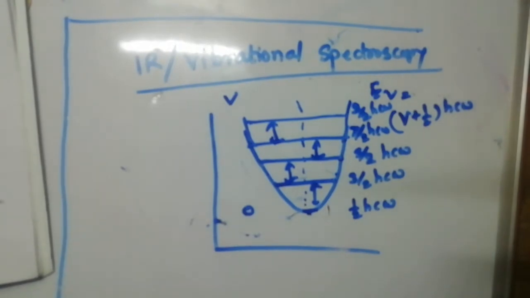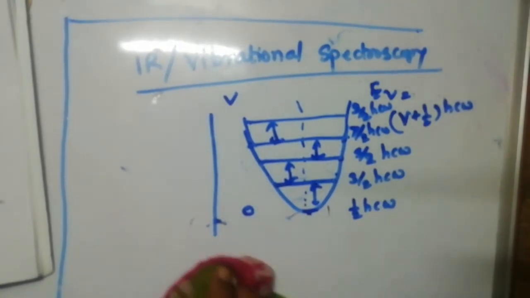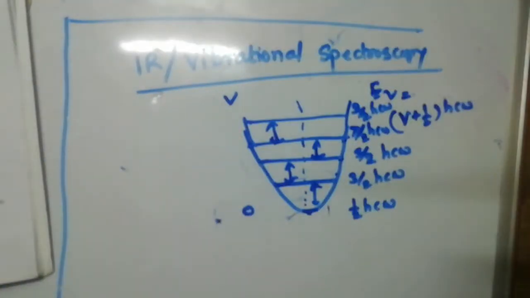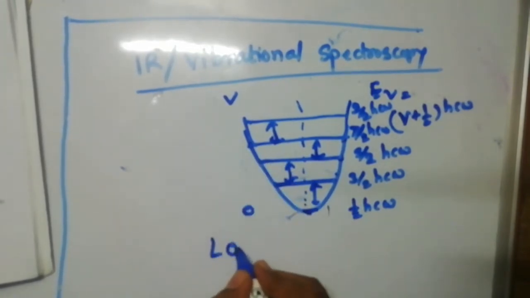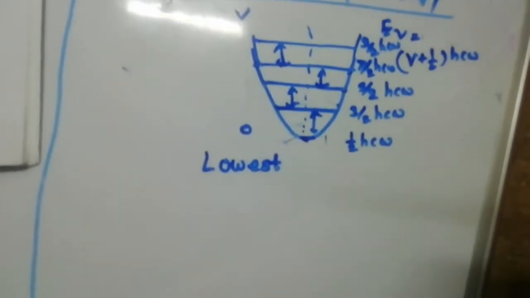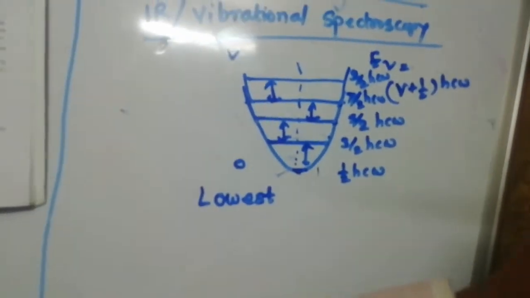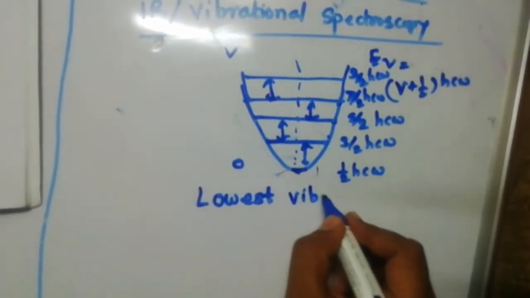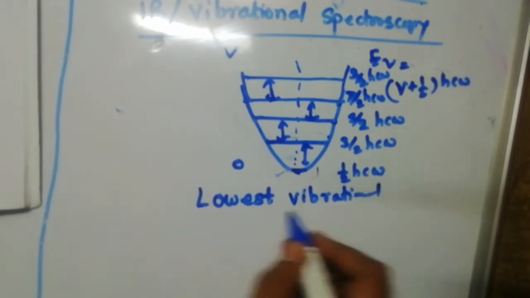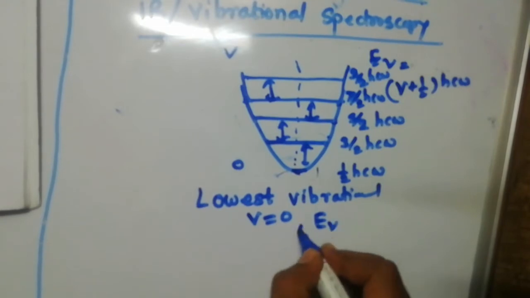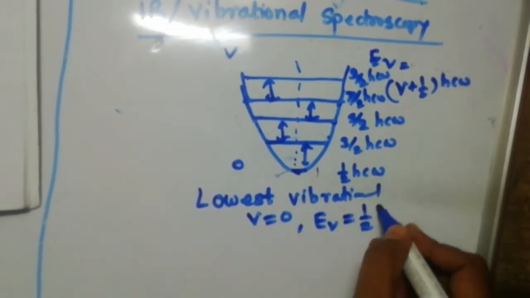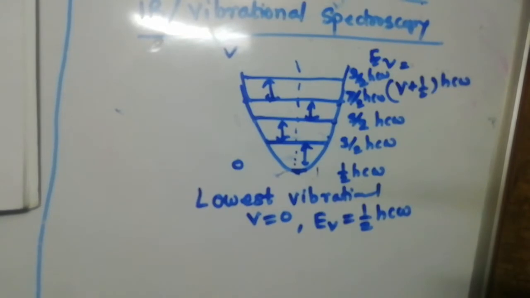Now moving next, one important definition which is usually asked in the examination, there can be an MCQ on this question: the energy of the lowest vibrational level. What is the lowest vibrational level? Just a moment, I will tilt the camera. The lowest vibrational level is V equal to 0. And what is E_V for the lowest vibrational level? It is equal to half hc omega.